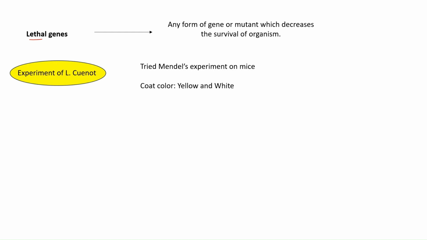Now, Mendel's experiment was tried by L. Cuenot on mice, and the character he chose was coat color, yellow and white. For the F1 generation, we need a parent 1 and a parent 2. Parent 1 should be homozygous dominant and the other parent should be homozygous recessive.